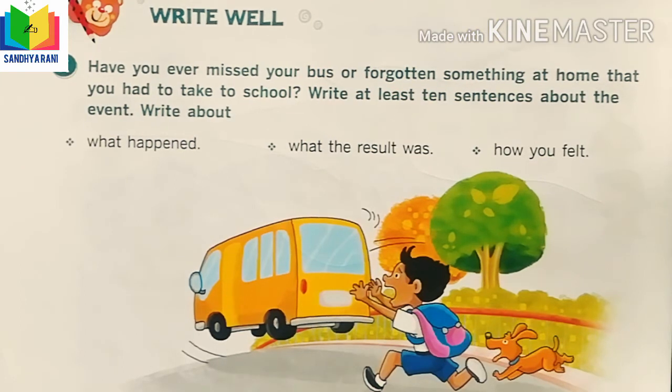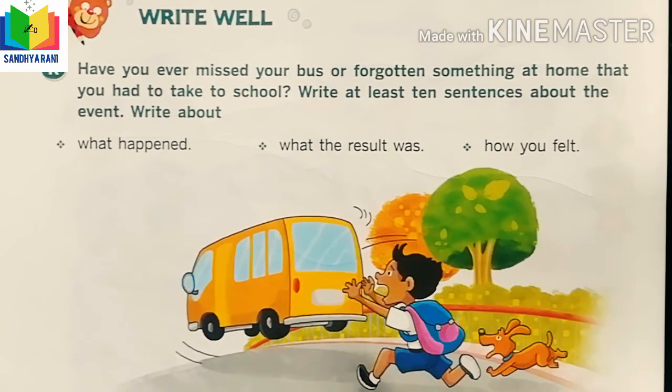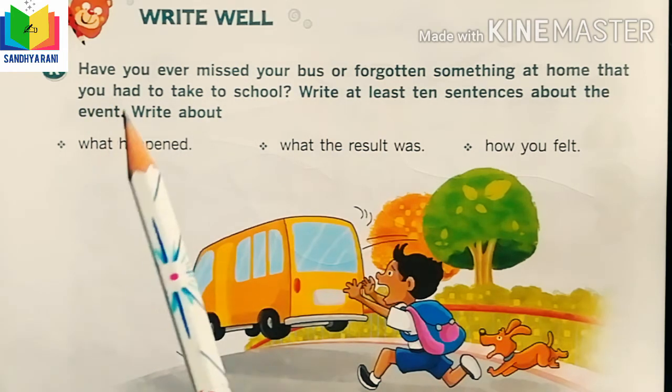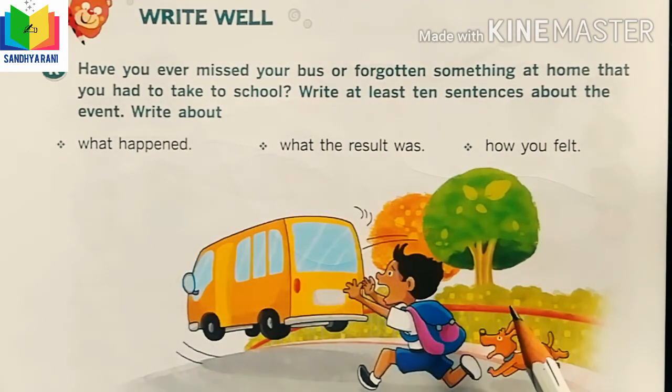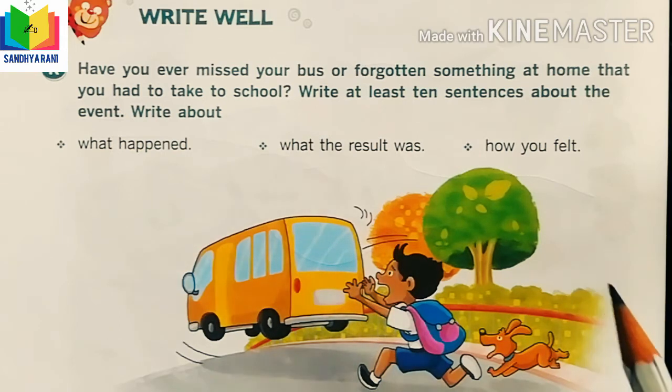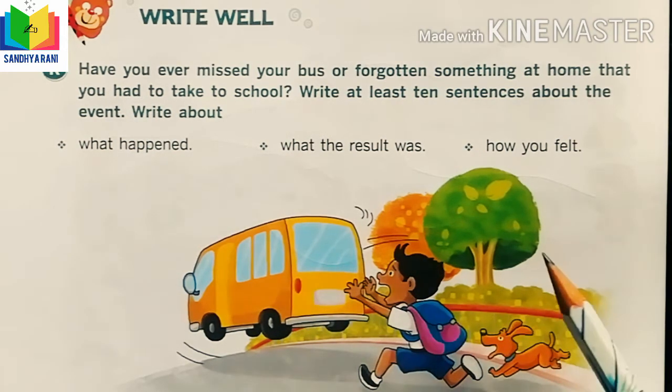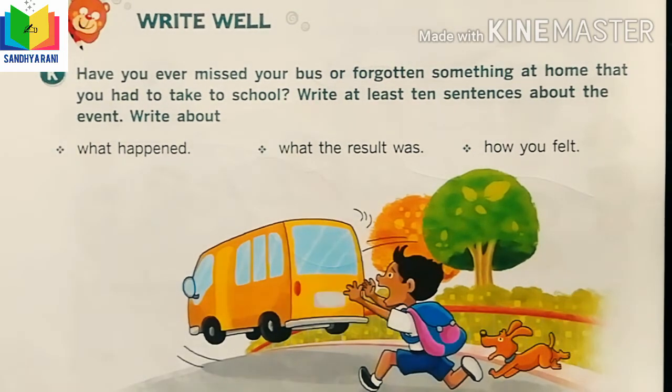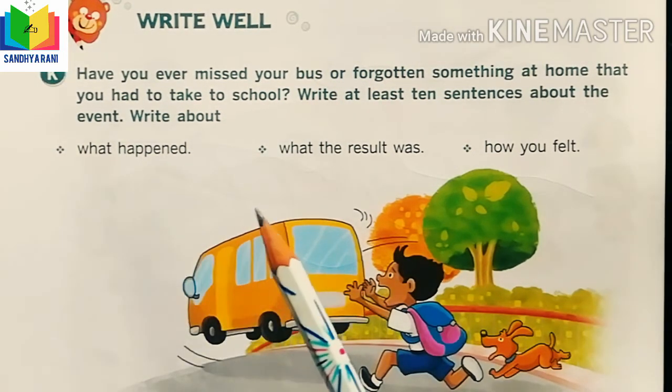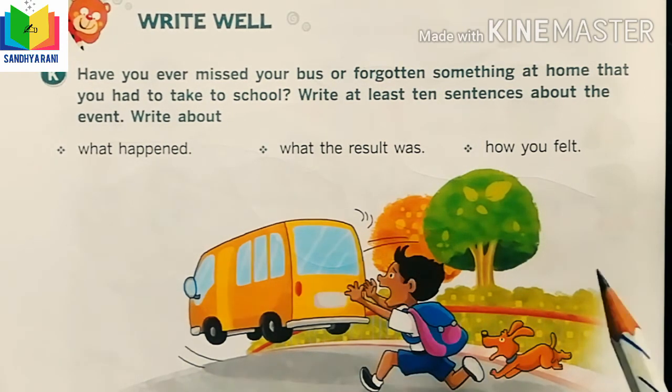Our next exercise is Write Well. See here the picture. What happened here? To know about this picture, let us see the exercise. Have you ever missed your school bus or forgotten something at home that you had to take to school? Write at least 10 sentences about the event. See how to write about that situation. They have given 3 key points here: what happened, what the result was, how you felt. So try to write 10 sentences about the exercise.